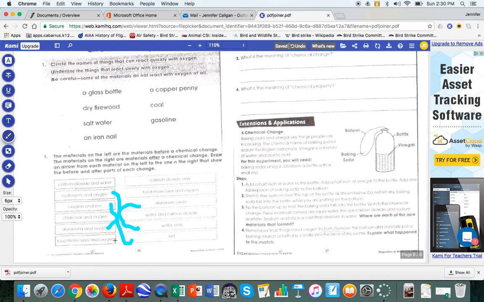Food molecules and oxygen make carbon dioxide. Carbon dioxide and water. Charcoal and oxygen. I think I might have one wrong on my paper. Before and after parts. So this is before.